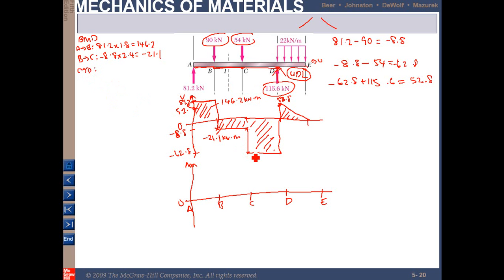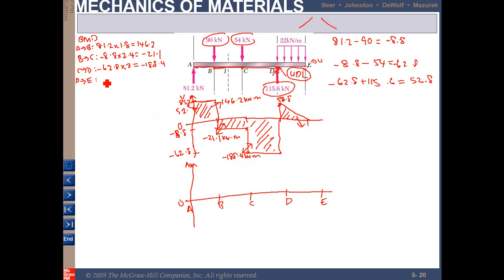this is 62.8, so minus 62.8 times the distance from C to D, which is 3 meters, times 3 is equal to minus 188.4. So this one is for this one. This is minus 188.4 kilonewton meter. And this one is from D to E.